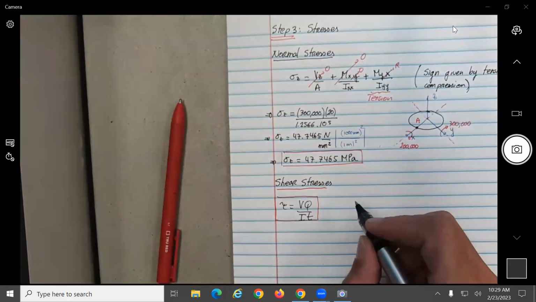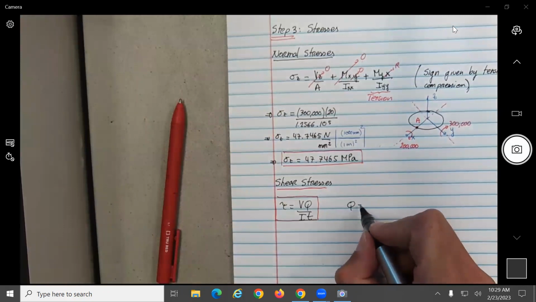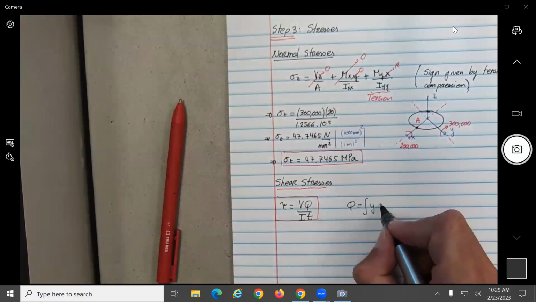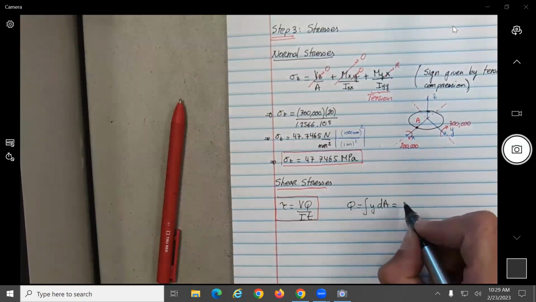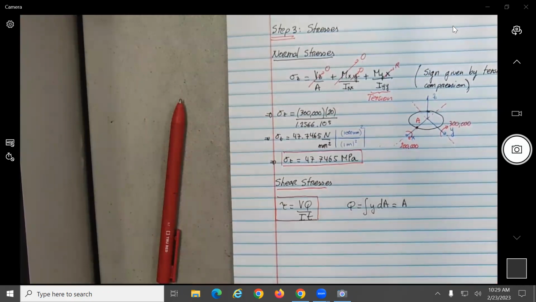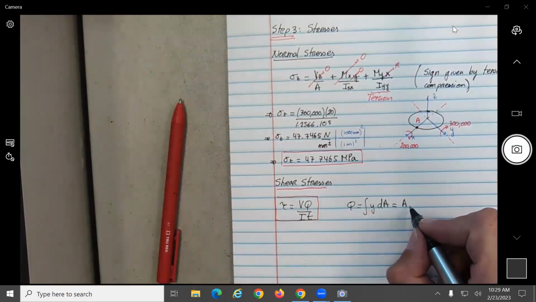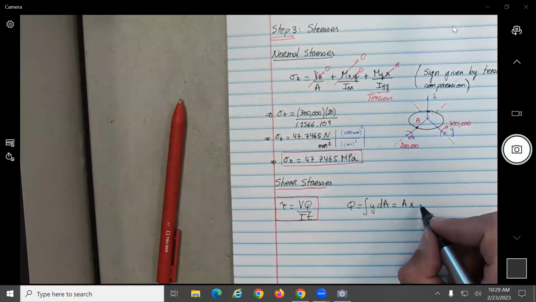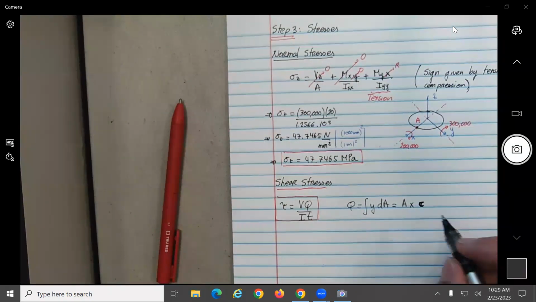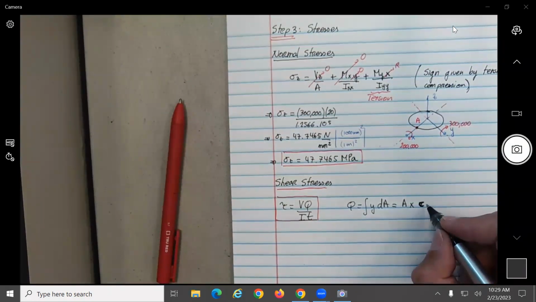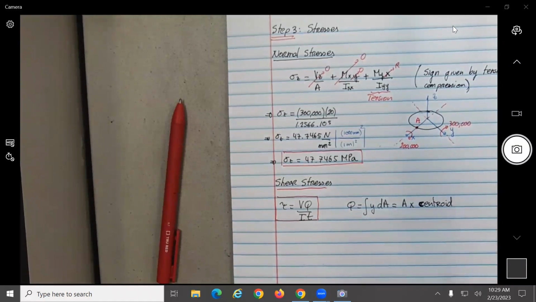Okay, I'm going to put here another equation that I have. What is the definition of Q? First moment of area, but we say Q is equal to area times whatever, let's say y central. Just put central because it might be different, no? Area times central location, no?